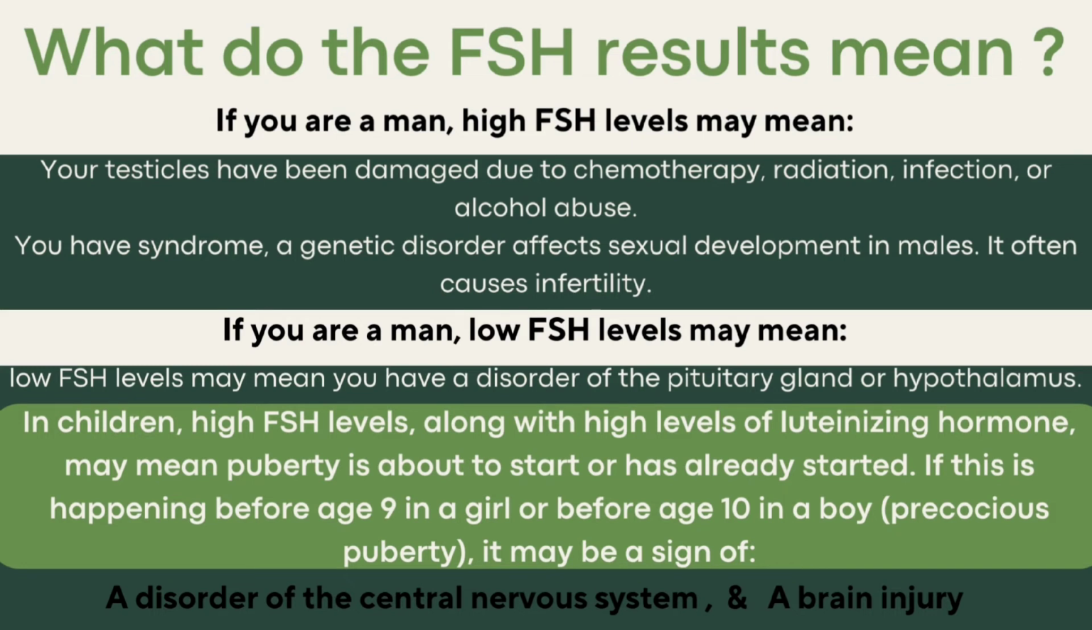In children, a high FSH level along with high levels of luteinizing hormone may mean puberty is about to start or has already started. If this is happening before age 9 in girls or before age 10 in boys, it may be a sign of something that we have discussed in the previous video on LH. You can go through that video. It may be a disorder of the central nervous system as well as a brain injury for the children.